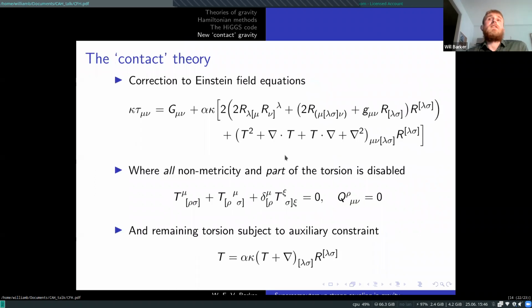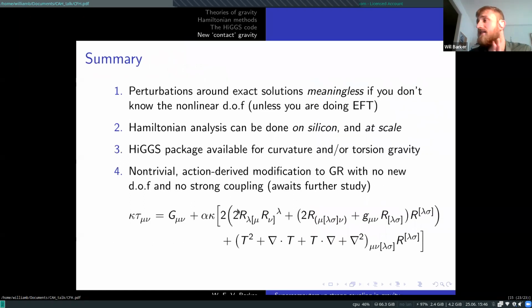So what are the ramifications of this? Well, the theory basically looks like Einstein gravity, the Einstein field equations, plus some higher order correction where you switch off part of the torsion or of the non-metricity, and you actually determine the part of the torsion tensor that's not switched off in terms of the remaining curvature. So this is a nice, interesting Lorentz invariant and action derived theory, which doesn't seem to introduce new particles. So its phenomenology will be very interesting to study in the future.